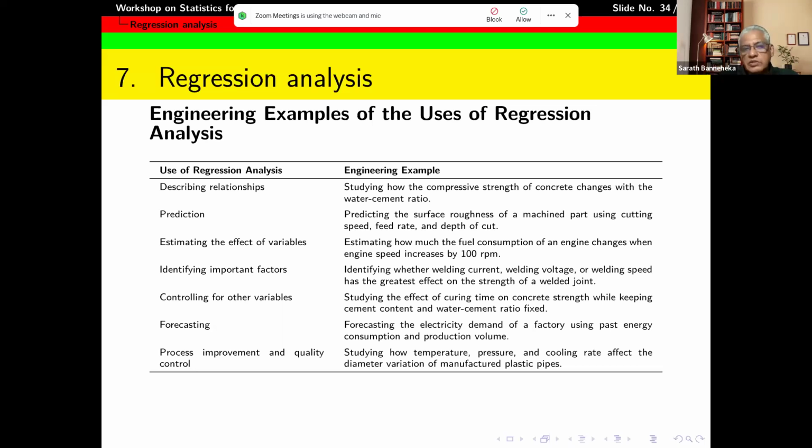Estimating the effect of variables. For example, estimating how much the fuel consumption of an engine changes when engine speed increases by 100 RPM. Right. So that is the size of the effect. And identifying important factors. For example, identifying whether welding current, welding voltage, or welding speed has the greatest effect on the strength of the welding joint.